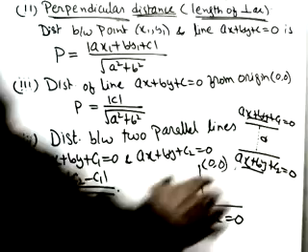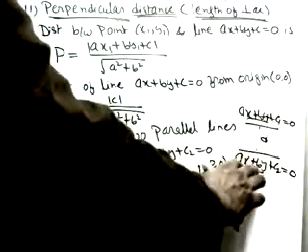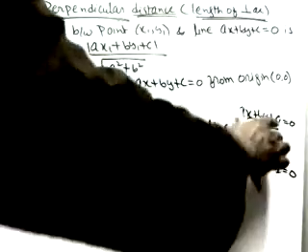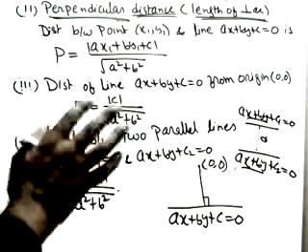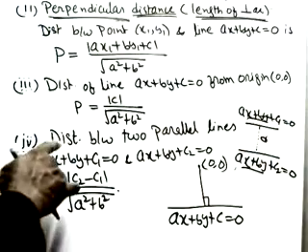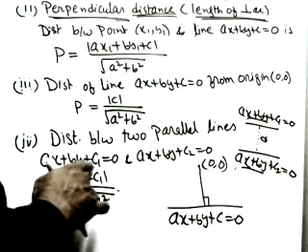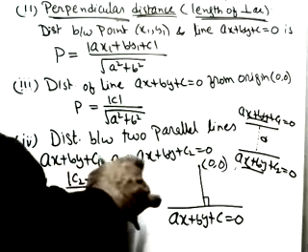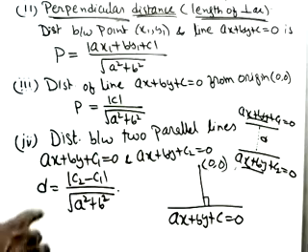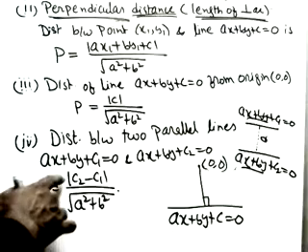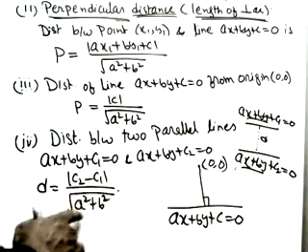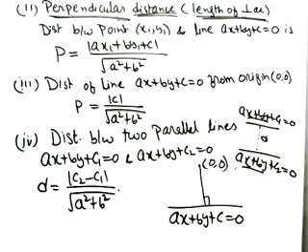We take one line as ax plus by plus c1, and another line as ax plus by plus c2. Since the slope is the same, x and y coefficients will be the same; only c1 and c2 differ. So whenever we have to find the distance between two parallel lines, ax plus by plus c1 and ax plus by plus c2 equals 0, we use the formula d equals mod of c2 minus c1 by under root of a square plus b square.